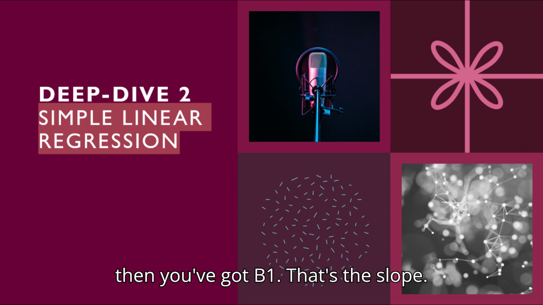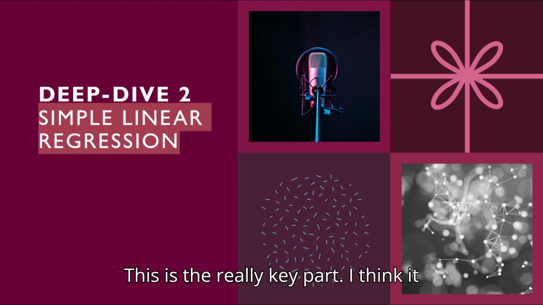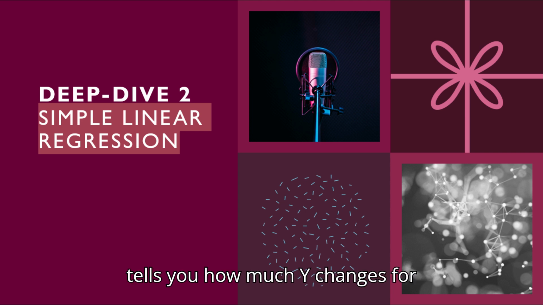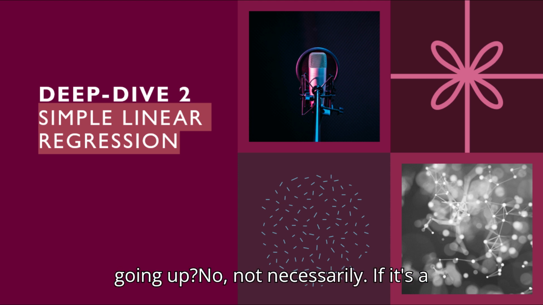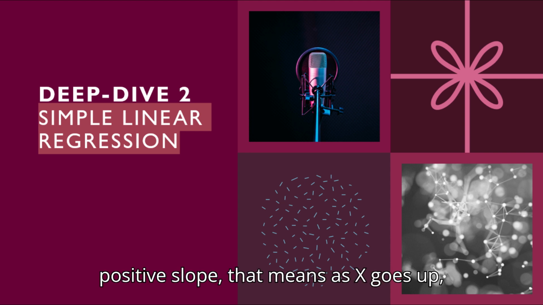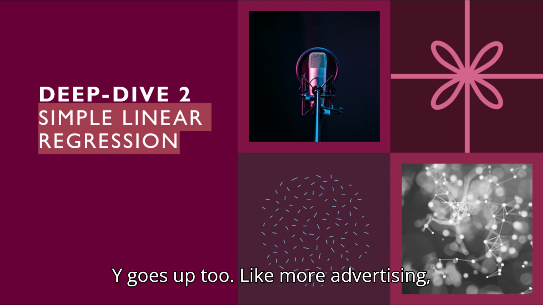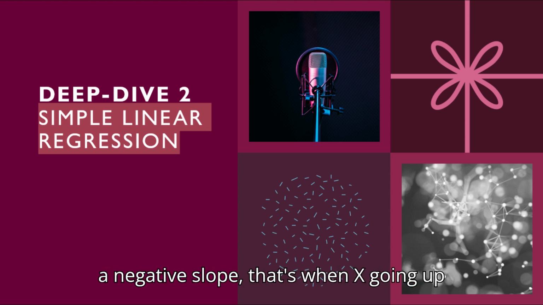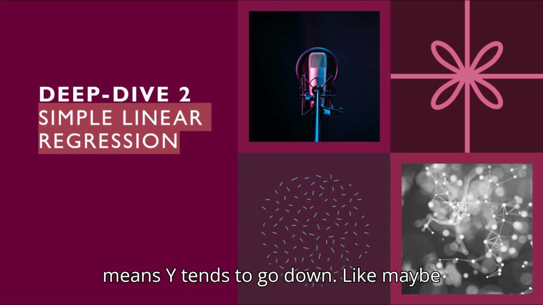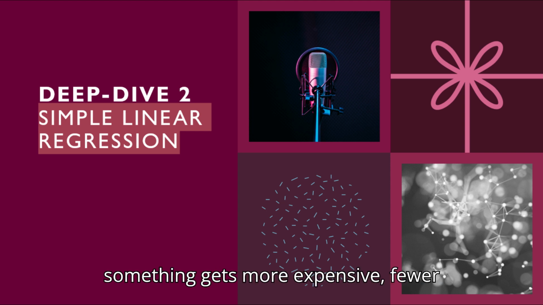And then you've got b1. That's the slope. This is the really key part, I think. It tells you how much y changes for every 1 unit increase in x. So how steep the line is. So is it always going up? No, not necessarily. If it's a positive slope, that means as x goes up, y goes up too, like more advertising spending, probably more sales, right? But a negative slope, that's when x going up means y tends to go down. Like maybe something gets more expensive, fewer people buy it.